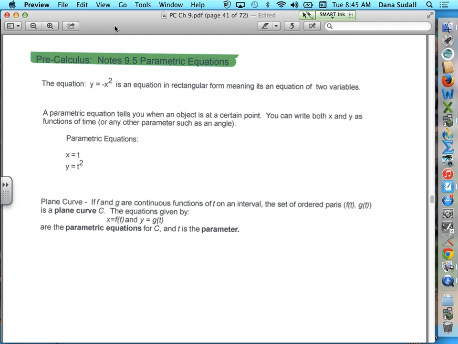And a parameter could be an angle, a lot of times it's time. They're the two big ones that we'll look at, but it could be any third variable that you throw in there. The curve that we're going to create is called the plane curve, and sometimes they'll call that plane curve C. It's what is the x position at that particular parameter and what's the y position at that particular parameter.